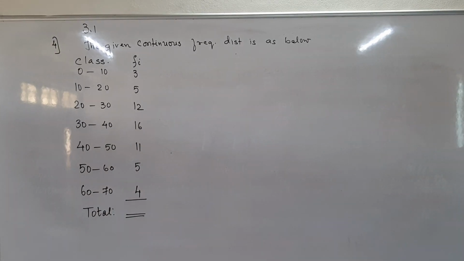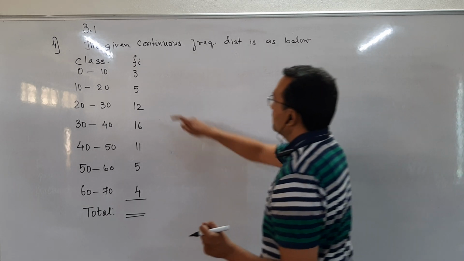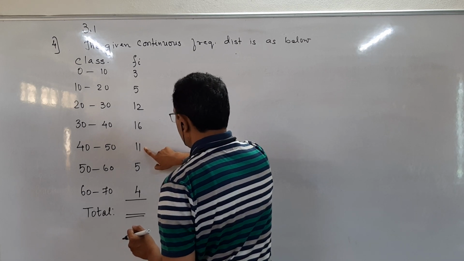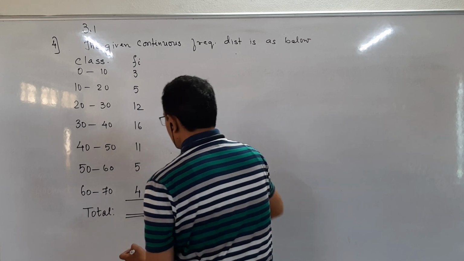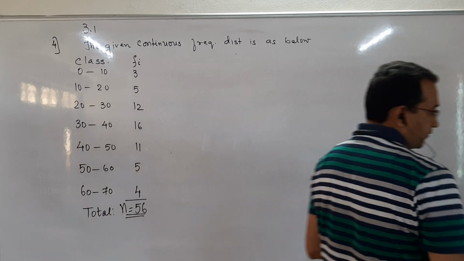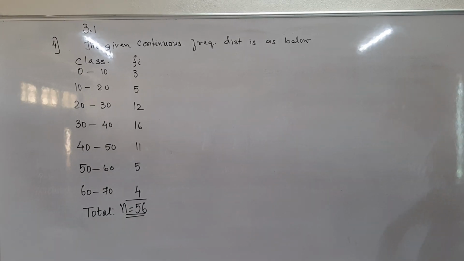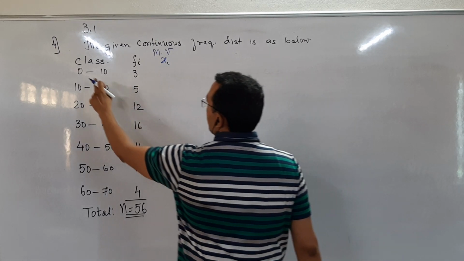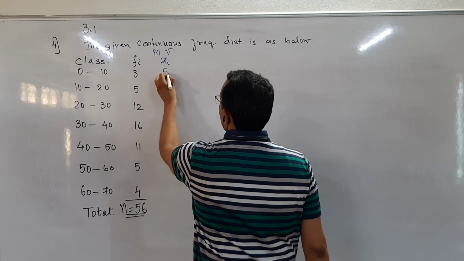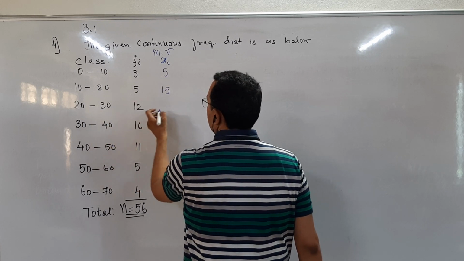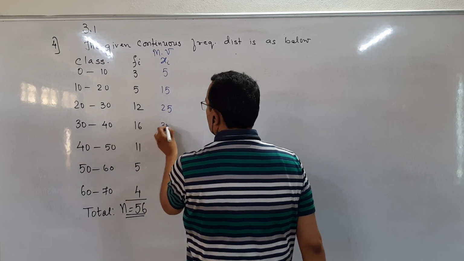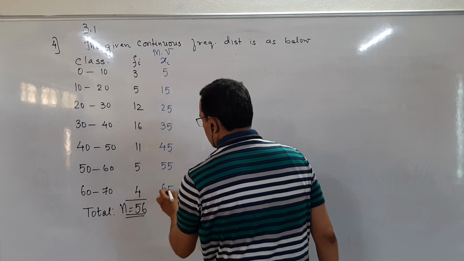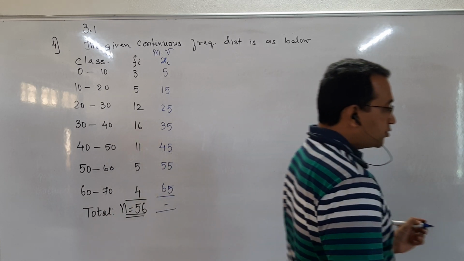Now, students, let us total the frequencies: 5 and 8, 12 and 8, 20, 20 and 16, 36, 36 and 11, 47, 47 and 5, 52 and 4, 56. I think this total of frequency is 56. Now, students, we find all the mid values. All of you know how to find mid values. It is the average of class limits: 0 plus 10 by 2, so 5, then 15, 20 plus 30, 50 by 2, so 25, 70 by 2, so 35, 90 by 2, so 45, 110 by 2, so 55, 130 by 2, so 65. Now, students, we have to take the assumed mean.